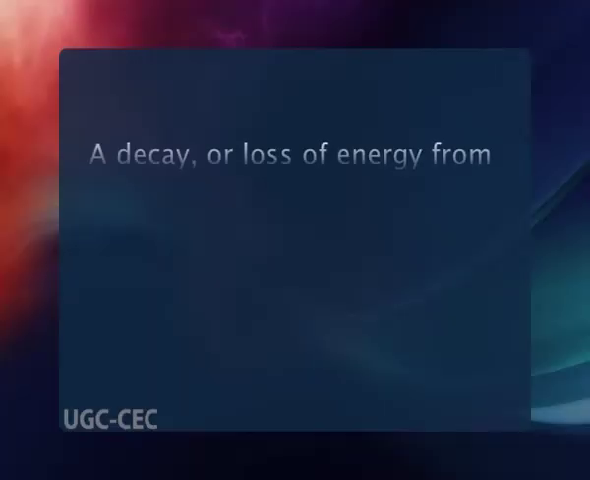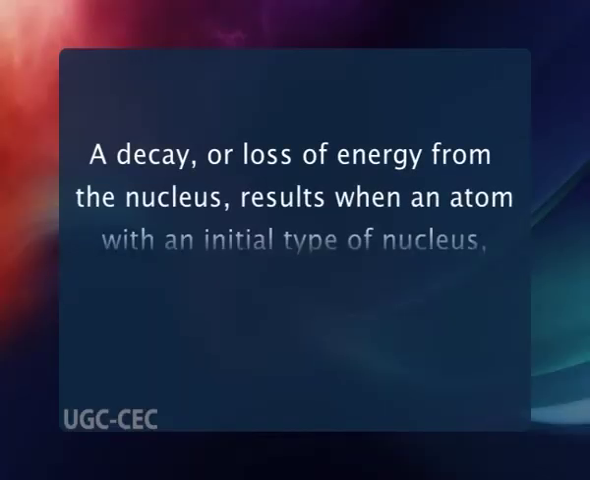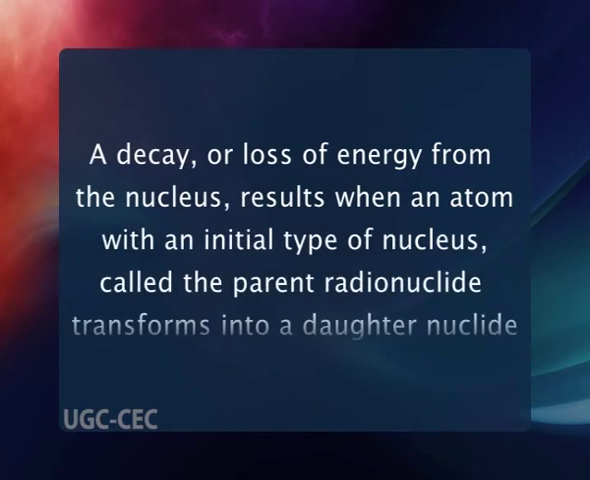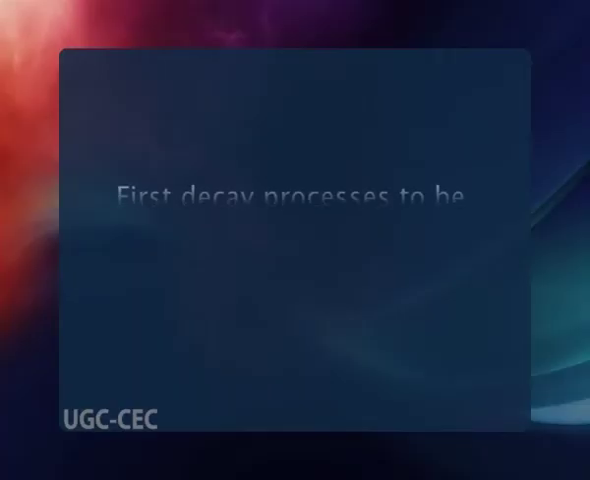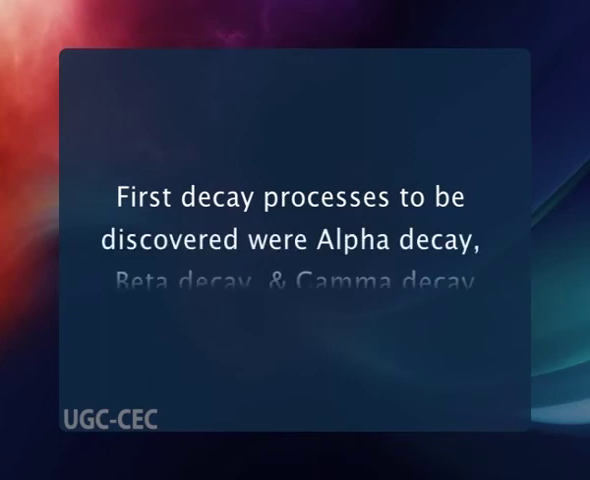A decay or loss of energy from a nucleus results when an atom with an initial type of nucleus, called the parent nuclide, transforms into the daughter nuclide. The transformation produces an atom in a different state. In such decays, the parent and the daughter nuclides are different chemical elements, and thus the decay process results in the creation of an atom of a different element. This is called nuclear transmutation. The first decay processes to be discovered were alpha decay, beta decay, and gamma decay.